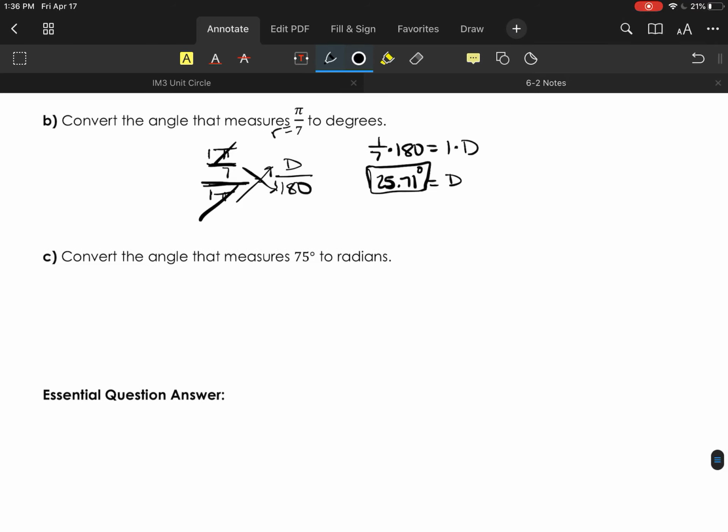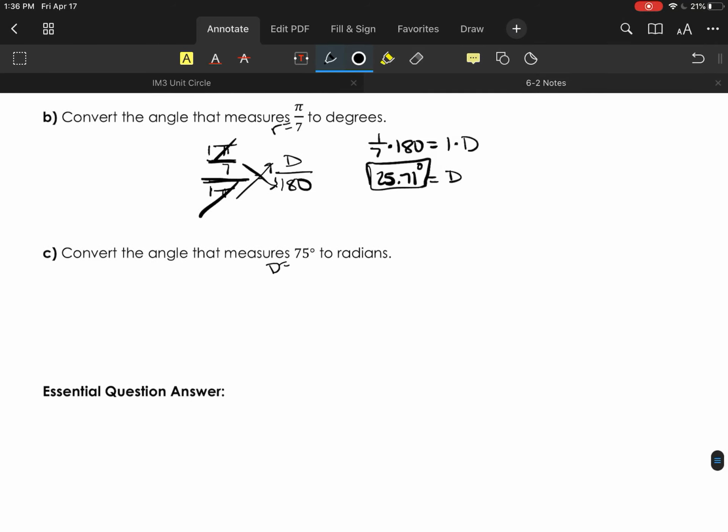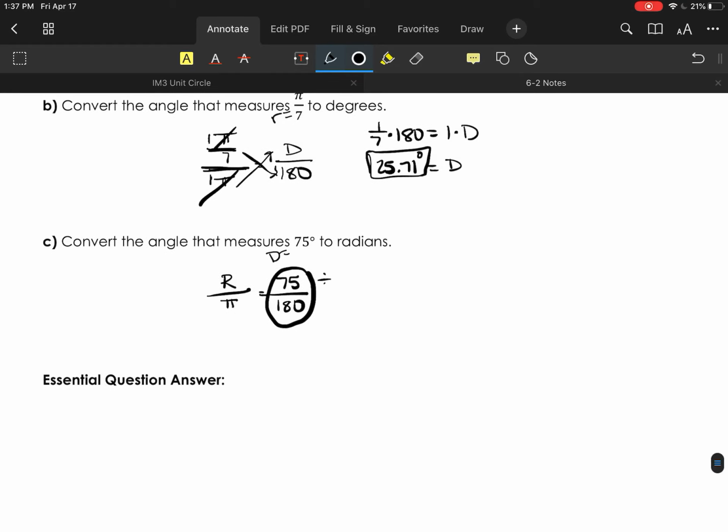Then you can do the exact opposite. So converting the angle that measures 75 degrees to radians, now you know what d equals. So I leave r alone in the equation, r over pi equals my degrees, 75, over 180. It may be helpful to you right in this first step when you're plugging in a degree to reduce this fraction, okay? That will remove a lot of your stress. You can just plug it into your calculator. You could Google reduce 75 over 180 if you want to, or you can find their greatest common factor. In this case, that would be 15, okay?